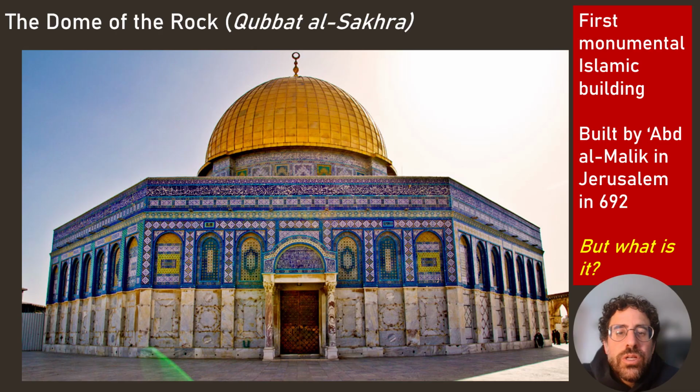Now, what do we know? If you remember in previous lessons, we talked about the Dome of the Rock, this Qubat al-Sahra. This was the first Islamic monumental building. It was built by a figure, the new leader of the Muslim community, Abd al-Malik, in Jerusalem in 692, but it was never really clear what it was.